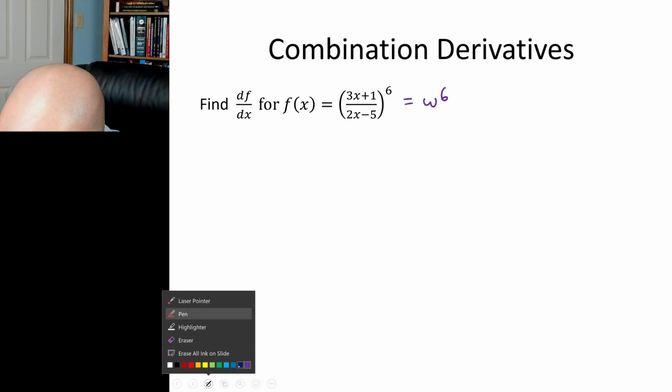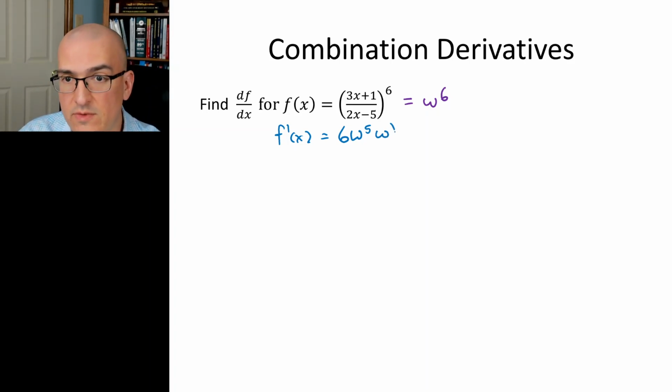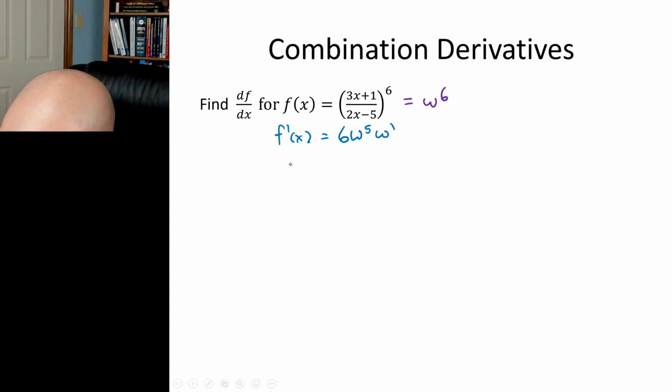Now when we take the derivative, it's 6 times w to the 5 times w prime using the chain rule. 6 times (3x plus 1) over (2x minus 5), all to the power 5. And now we're going to have to find what w prime is.